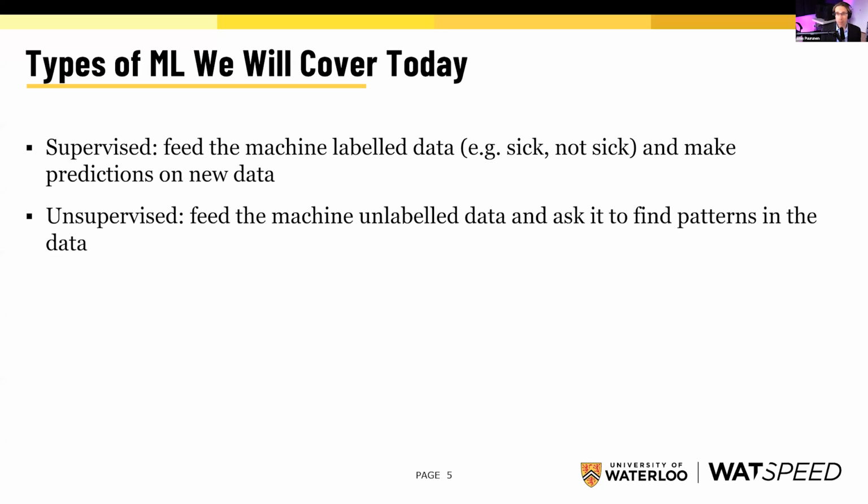The other type, which I find to be a bit more interesting than supervised. Supervised is awesome, but unsupervised machine learning is where we feed the computer unlabeled data. So for instance, if we fed the computer data about, again, patient characteristics, we then can ask it, find some patterns in this data. Let's divide this up into clusters and then see what is common to all of these clusters. So these are the two families of machine learning that we will cover today, and we'll be using Python to do both.